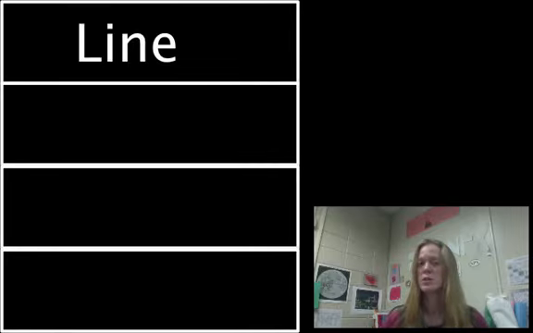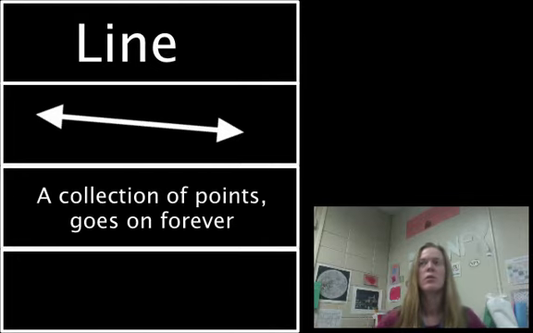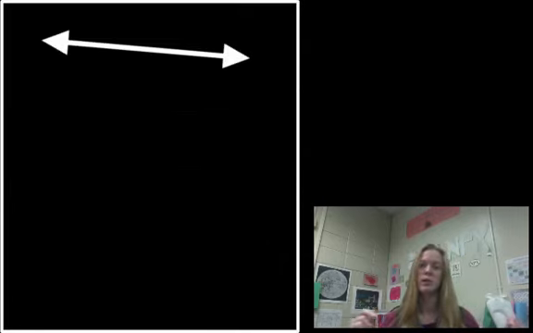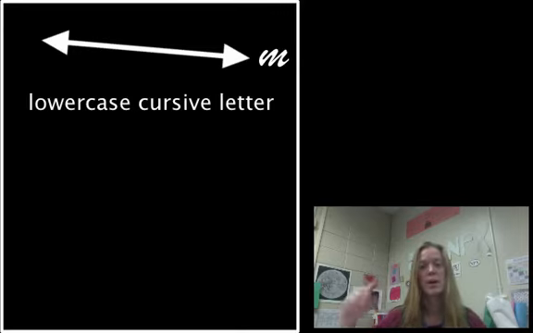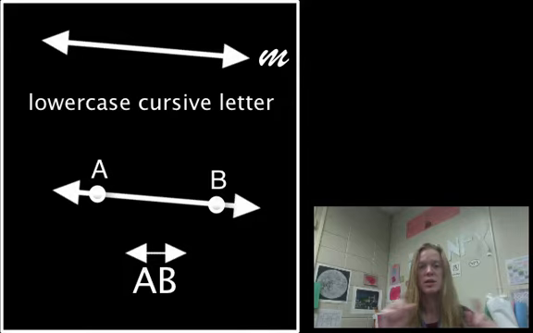The next shape is a line. The model of a line looks like this. A line goes on forever in both directions, like both ends of the line keep continuing. So if we took a pencil and it just went forever this way and forever that way, then it would be a line. Lines are named in 2 different ways. Either we can name it with a lowercase cursive letter, so this would be line M, or we can put 2 points on the line like this and name it line AB. So it's AB, and then on top of the AB there's a line with 2 little arrows drawn to show it's a line. You have to draw the arrows.